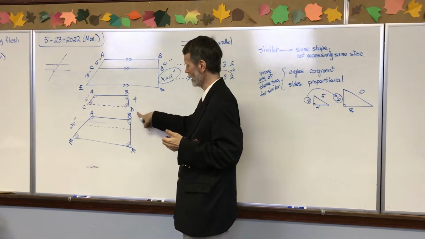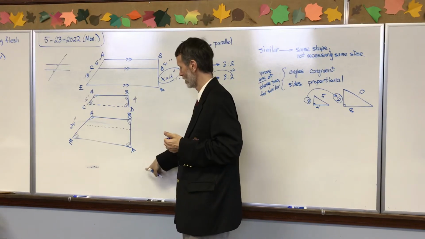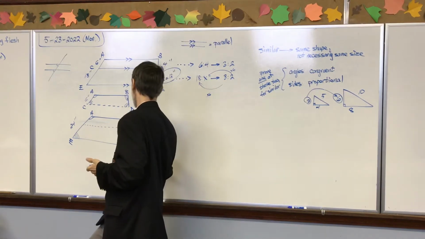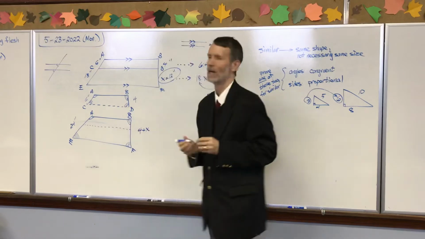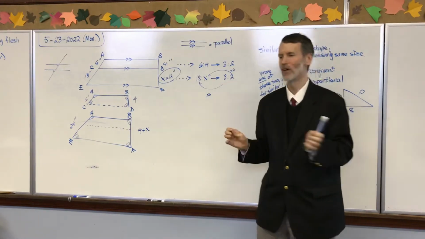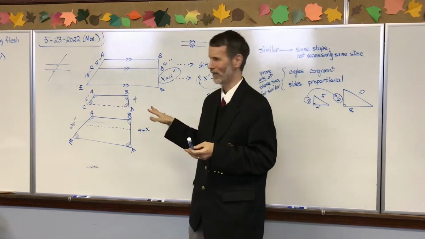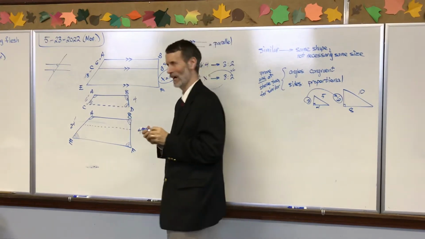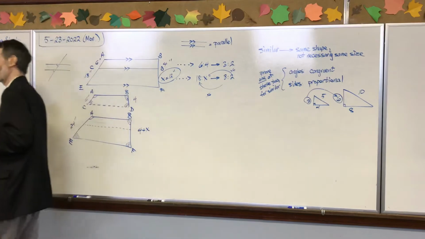How long is it from B to F? 4 plus X. This is technically the way you'd solve it. I will show you a shortcut in a few minutes. But, you remember how to set up proportions? The beginning of the year, chapter 9.